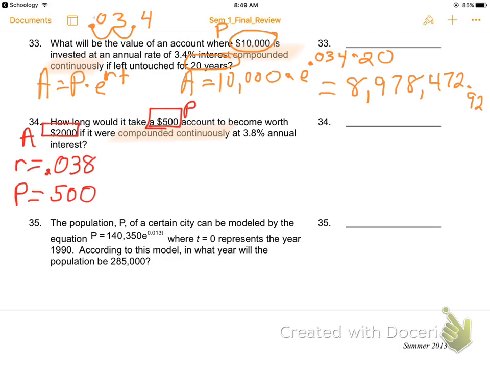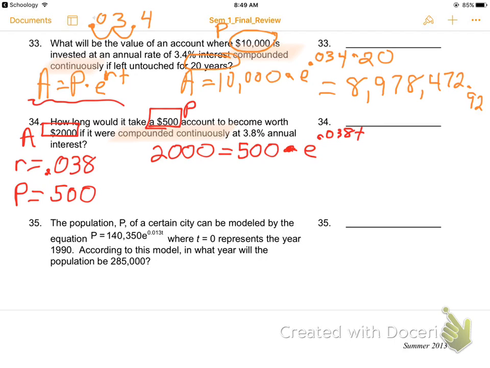So I'm going to plug these into the same formula we have right here. So A is 2,000 equals P, which is 500, times E to the R, which is 0.038, and I don't know T, so I leave it as T.